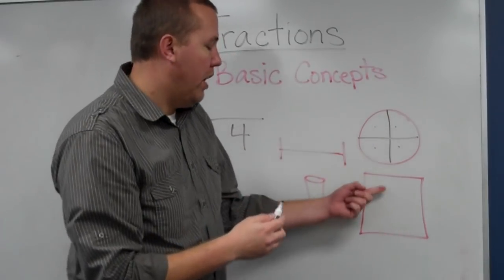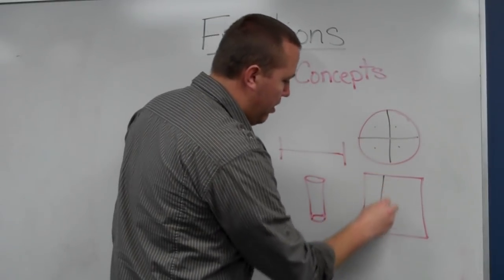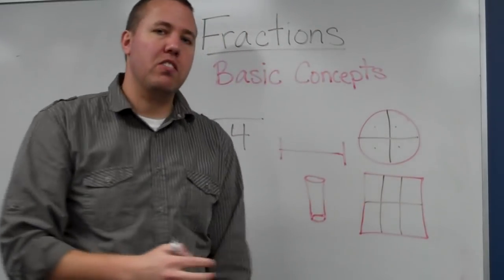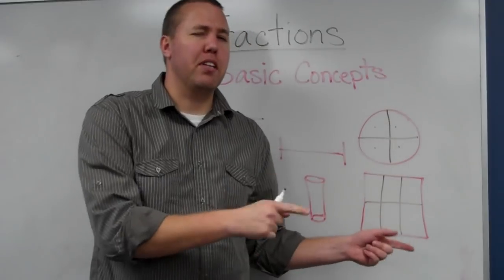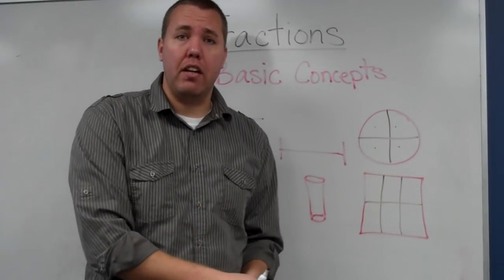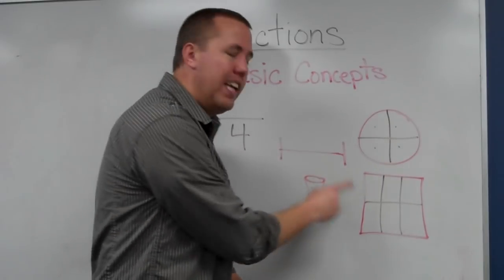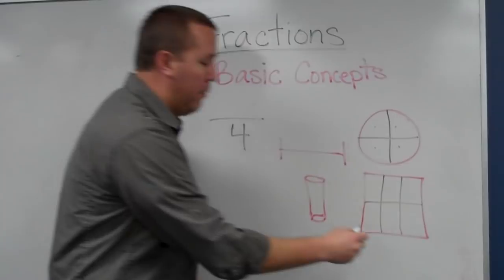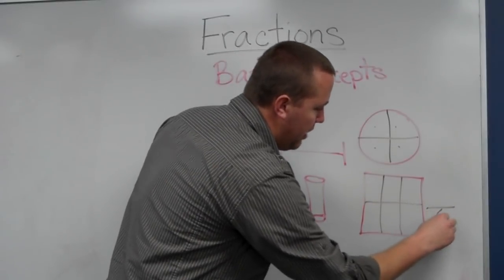So if I were to make this square into 6 equal parts, almost equal, but I'm a good drawer, so it counts, into 6 equal parts, that's the denominator. How many parts are in that one square? 6. Denominator goes at the bottom. So this would be 6.